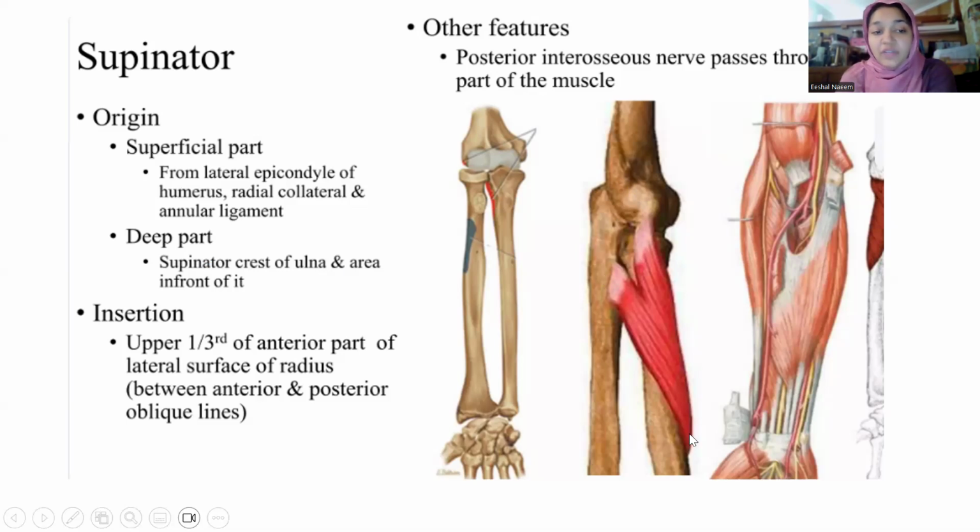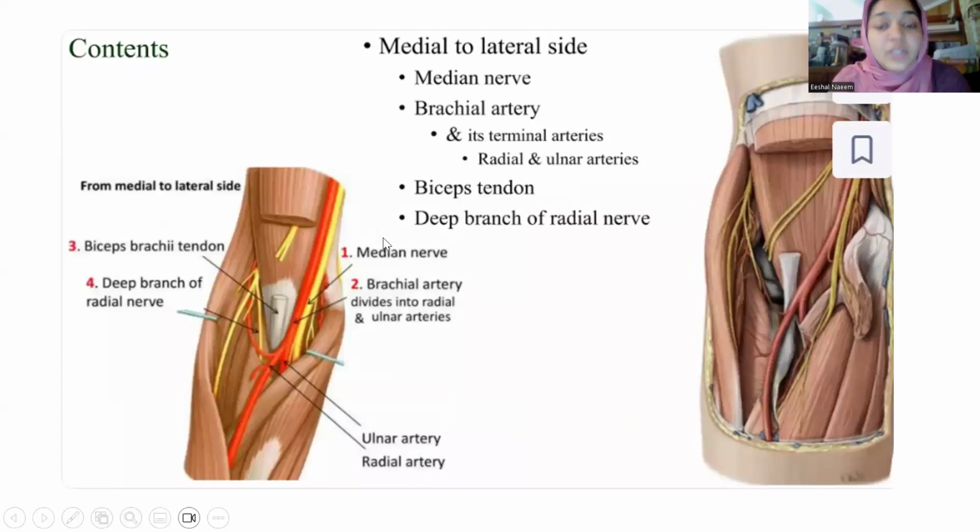It inserts all the way into the upper one-third of the anterior part of the lateral surface of the radius between the anterior and posterior oblique lines. Other features: the posterior interosseous nerve passes through this muscle. Okay, that's your supinator.